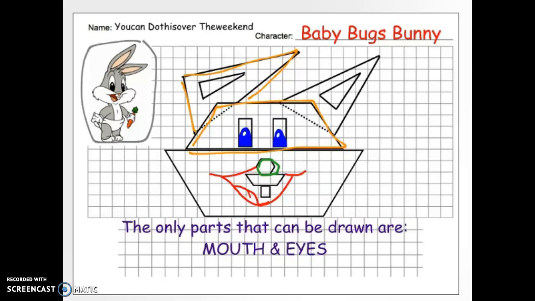But I do want to make note of one thing. The only parts that can be drawn on your actual character are the mouth and eyes. Those are the only features unless you specifically ask me and I give you the okay.